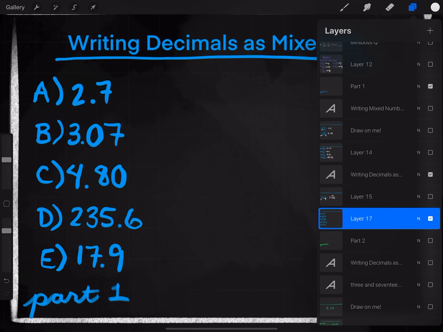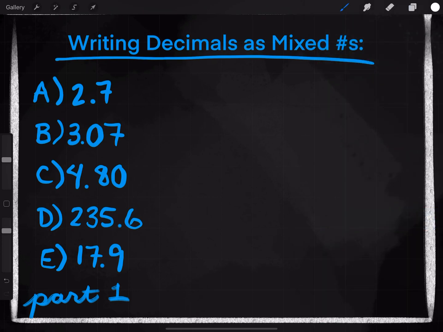So here are some examples again. Go ahead and try these. Okay, so we end up with 2, whole number part, and then 7/10ths. This one, 3, and then 7/100ths.